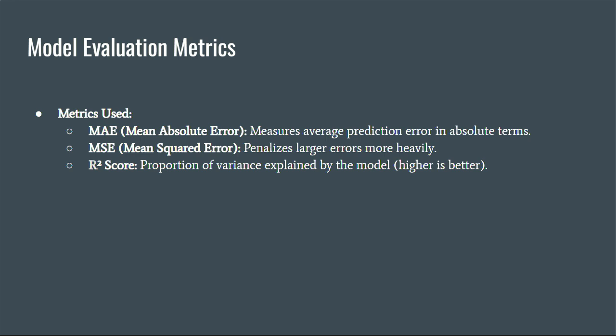So, model evaluation metrics. To evaluate these models, I used three key metrics. Mean absolute error, MAE, which measured average error in absolute terms. Mean squared error, MSE, which penalized larger errors more heavily. And finally, R squared score, which measured the proportion of variance in the target variable explained by the model. In other words, a higher R squared score indicates better performance. So these metrics help compare model performances effectively.